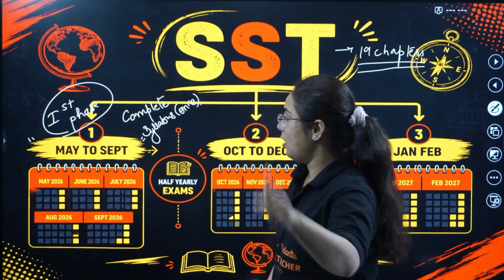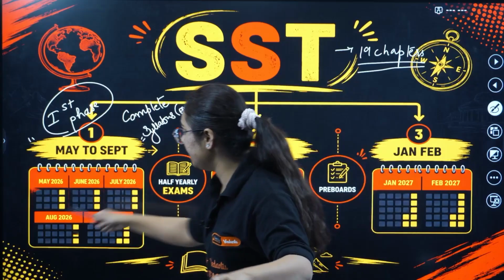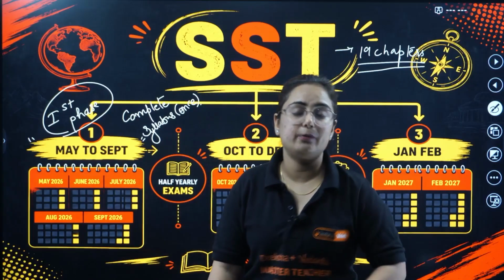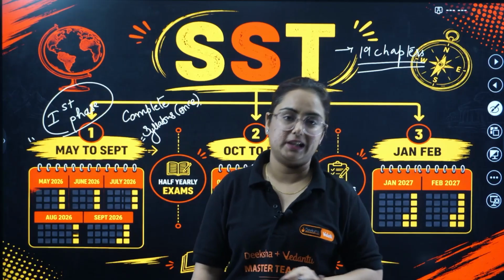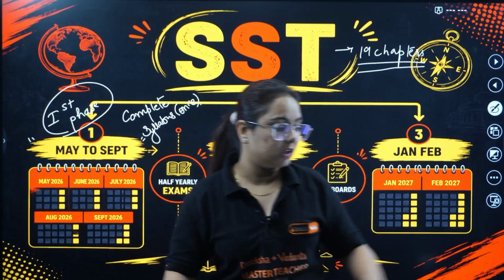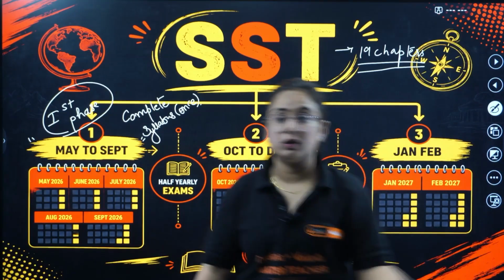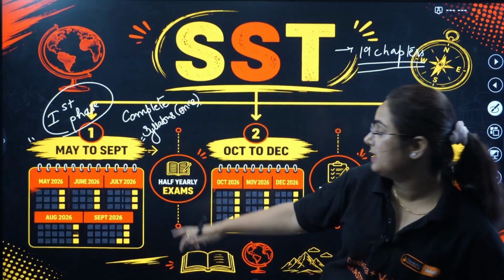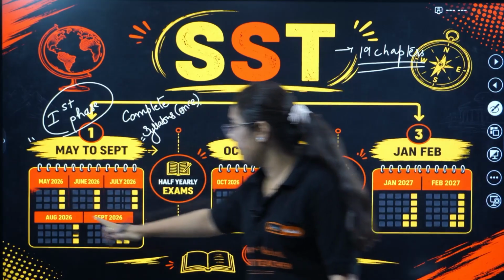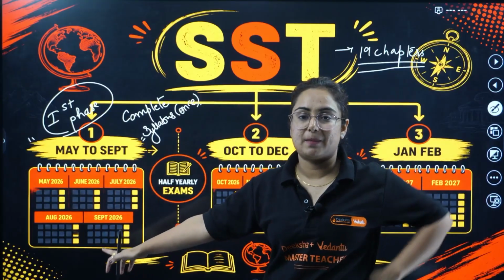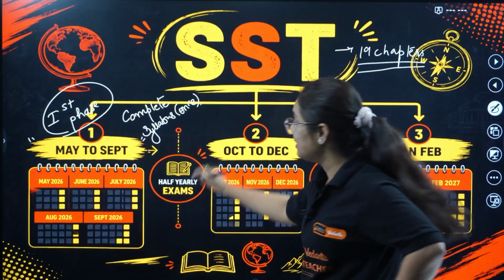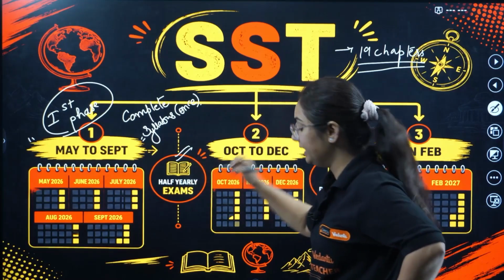Now how many months do we have? 1, 2, 3, 4, 5. In each month, what you have to do, this I will tell you, this is my responsibility. But focus on what I am saying right now. So the first thing that you need to do here is to complete your syllabus from this month of May towards this month of September. Okay, why? Then we have to take a pause because then you will be getting the half yearly exam.